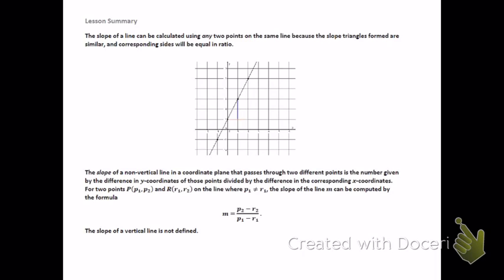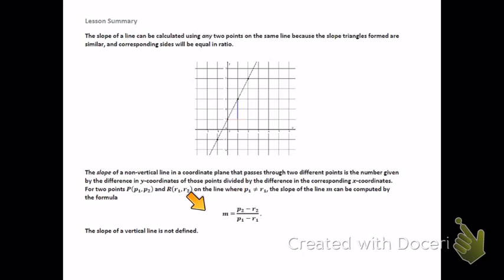And down below, we have for points P and R with coordinates P1, P2, R1, R2, where the x coordinates here, P1 and R1, are not equal, the slope of the line can be calculated with this formula. And I promised you this would look a little bit different. What's different here is that the P and the R in both numerator and denominator are reversed.